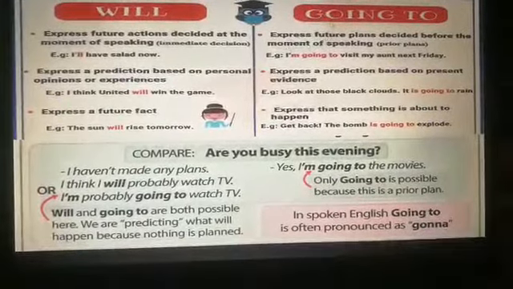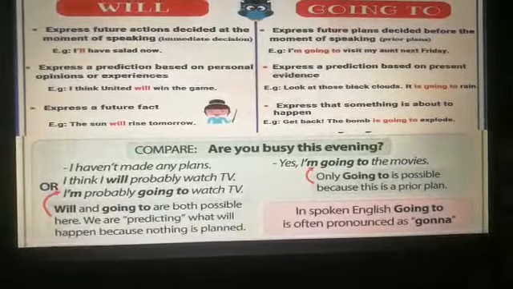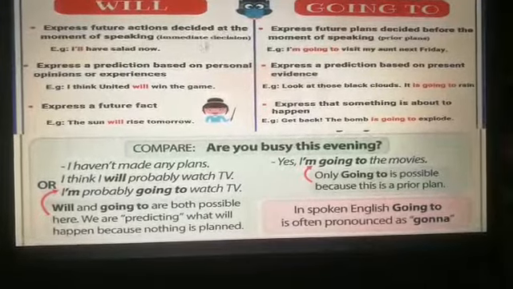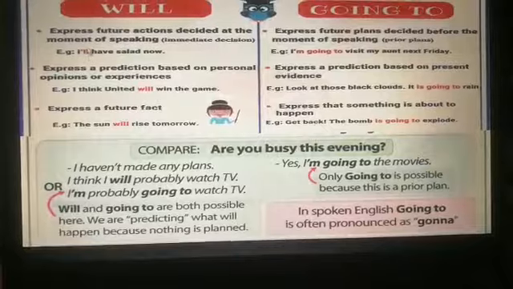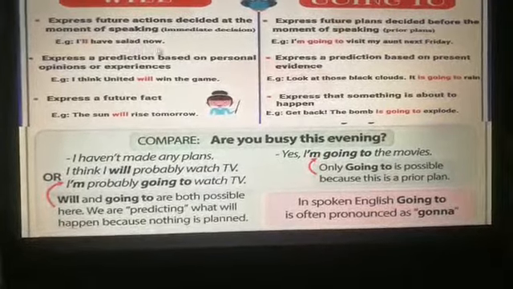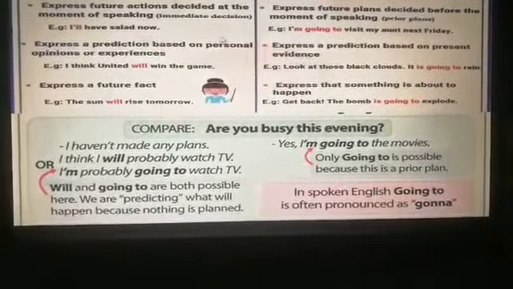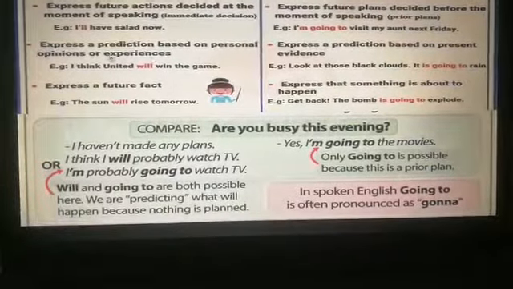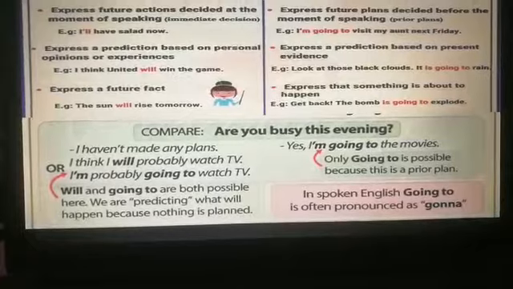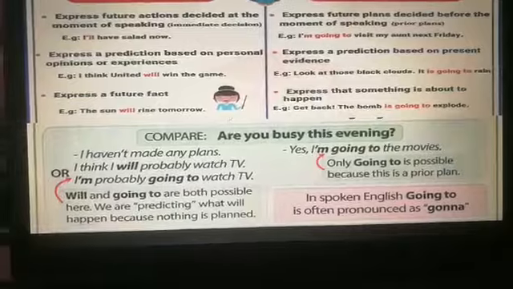So, will and going to. It talks about the future action. Will is used to talk about a future action that is decided at the moment of speaking, that is immediate decision. Like for example, I will have salad now. It talks about predictions, but it should be based on personal opinions or experience. Like for example, I think United will win the game. And it also talks about future fact. The sun will rise tomorrow.